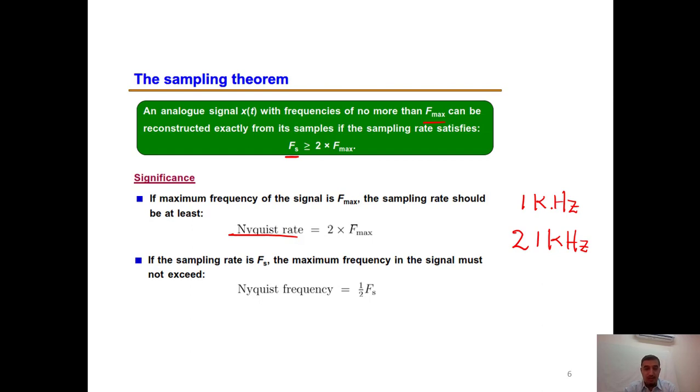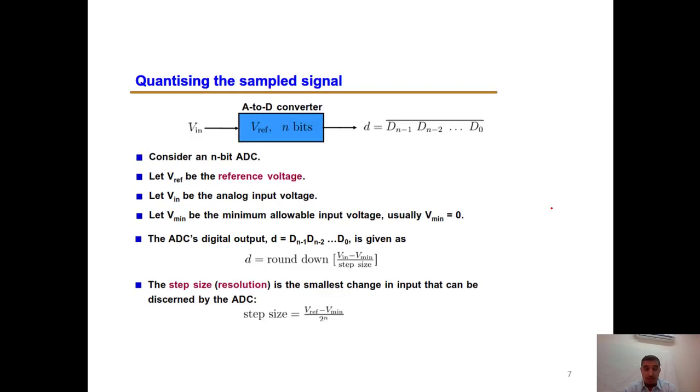So again, if the sampling rate is fs, the maximum frequency that the signal must not exceed is 1 over 2 of the sampling frequency, half the sampling frequency. This is again the Nyquist frequency. Now, quantization and sampling. What we are going to discuss here is how we do analog to digital converters. A few things you should know.